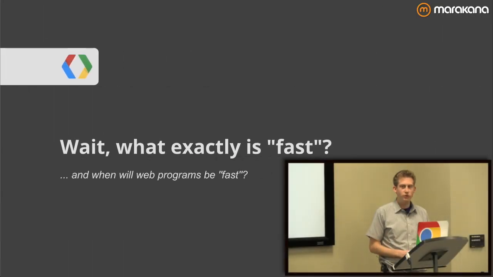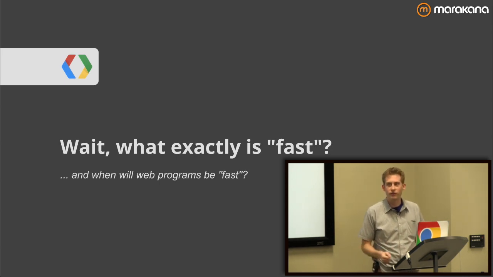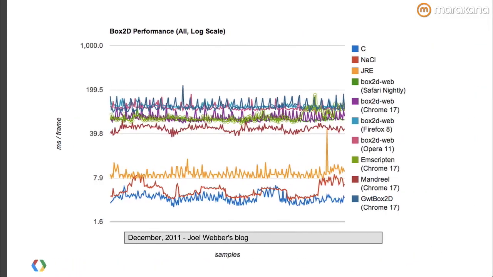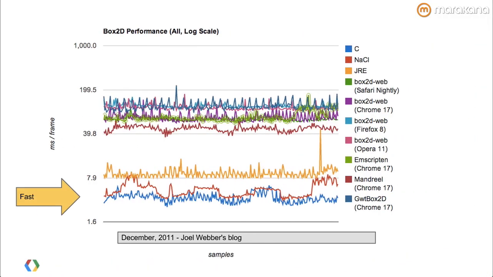So just one thing, I just want to talk about the definition of fast, because I hear a lot of people say, well, the web is really fast, JavaScript is really fast. I don't really agree. This is a graph of Box2D benchmarks that was put up by Joel Weber on his blog in a December 2011 post. It's a really interesting post. I recommend checking it out.